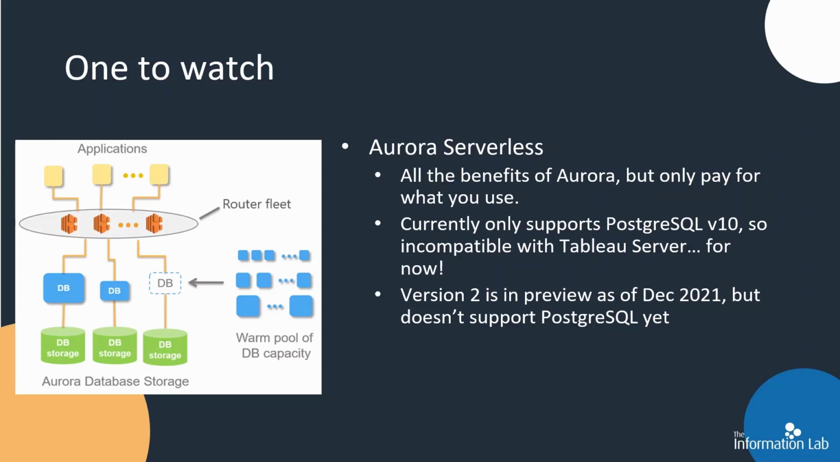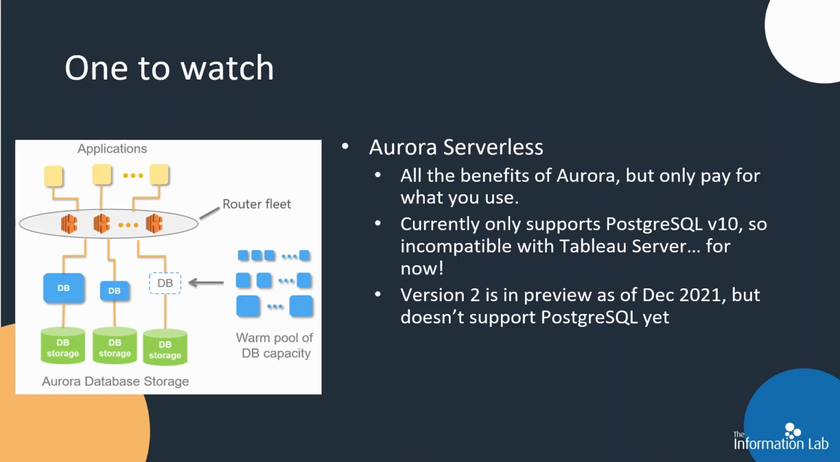So you get all the benefits of using Aurora, but you only actually pay for what you use, not for a machine itself. The problem is that at the moment it only supports Postgres version 10. Tableau skipped that when they moved from 9 to 12, so it won't work at the minute for Tableau Server. But that doesn't mean that they won't introduce more versions down the line.